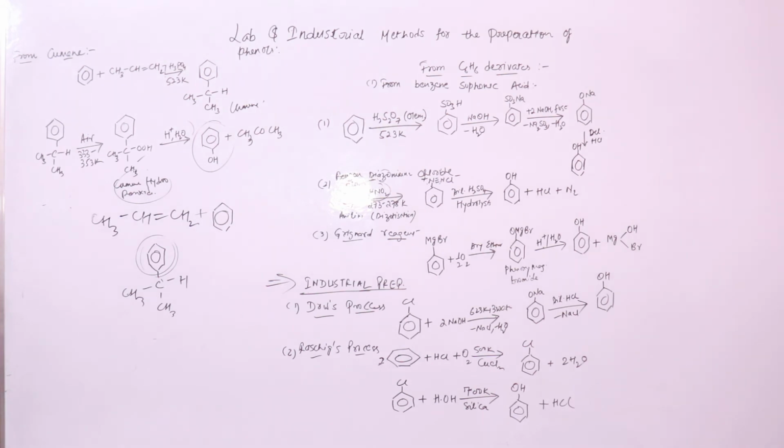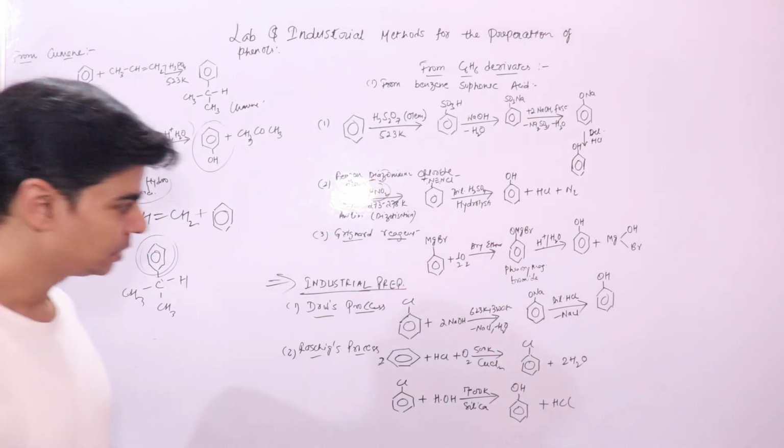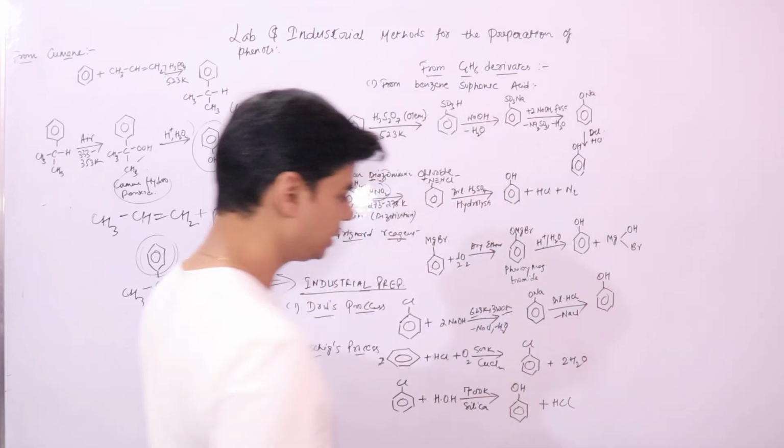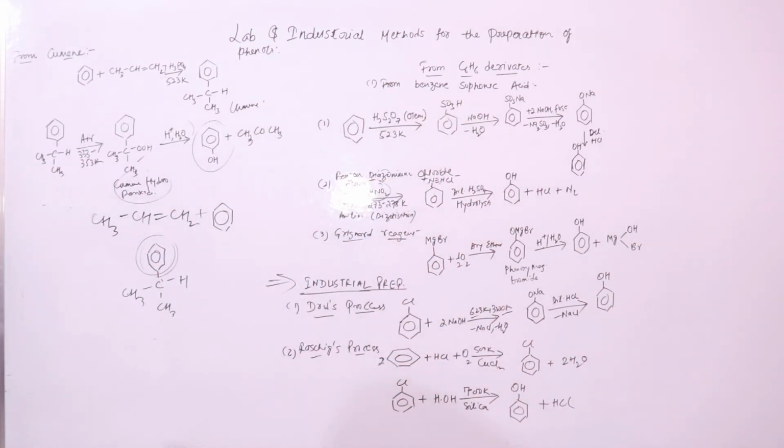I hope this is clear. This is your Dow's process for the preparation of phenol, for the industrial preparation of phenol. Remember, Dow's process is an industrial preparation of phenol, right? So this is 623 kelvins and 320 atmospheres.